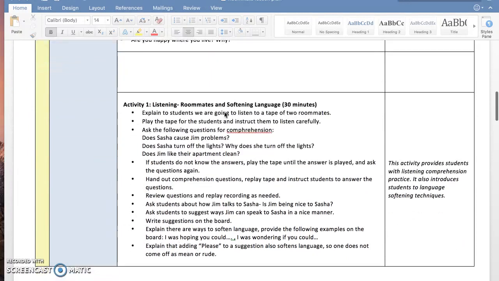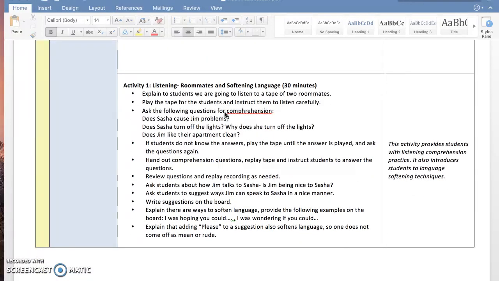And so the next activity would be a listening centered activity. So it's about roommates and softening language, and it should take about 30 minutes. So this activity would also be integrated with a speaking and reading component. So students will listen to a recording of a situation between roommates, and then after the first listen, the instructor will ask the students questions, replaying the recording as needed. Then, as a final comprehension check, students will complete a worksheet with true and false questions.